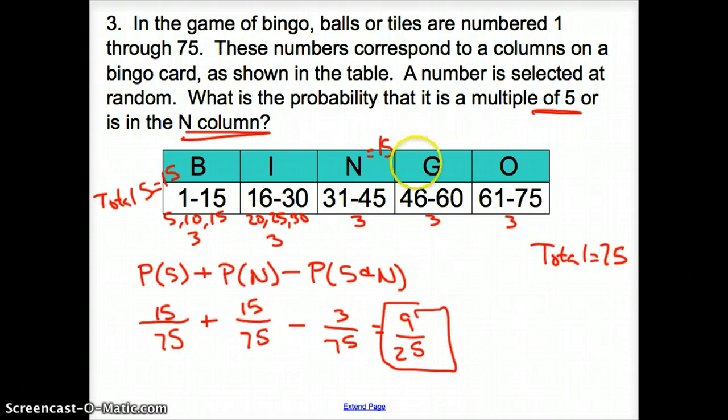You could also make this a decimal, or you could also make this a percent. I'm going to leave it as a fraction.